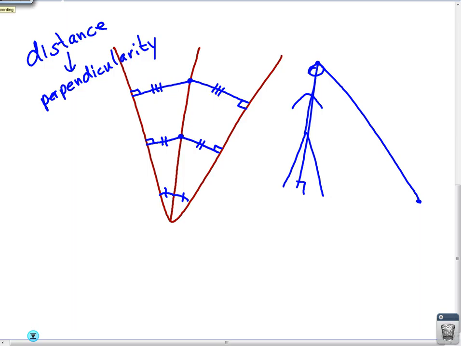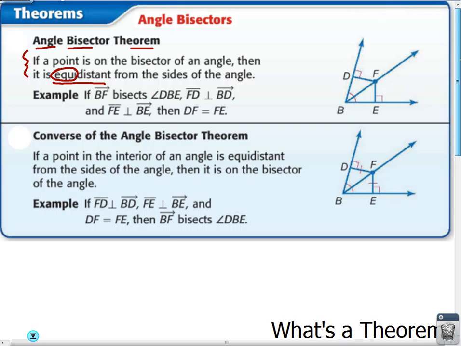Okay, now let's look at the other one. It's pretty much the same thing. We'll talk about converses later, actually next chapter. But a converse is pretty much the same thing flipped. It works forwards and backwards. What if a point is equidistant? And let's say that that point is the same distance from here as it is from here, perpendicular distances. If it's the same distance, then it also means that it lies on the angle bisector.